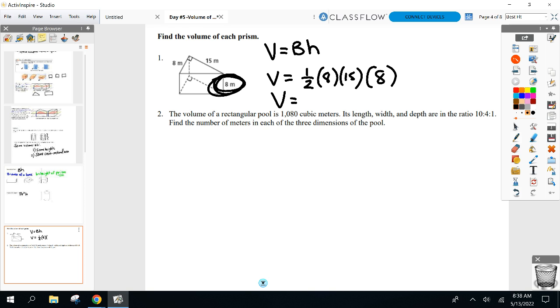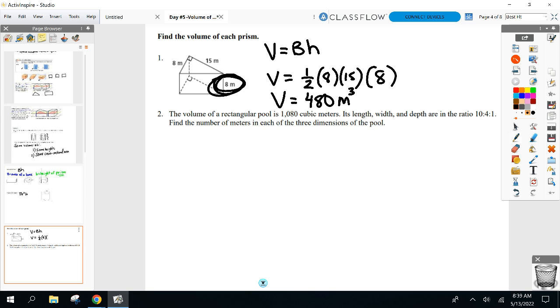Any issues on big B, capital B, versus the height of the prism? And we end up with 480. Anybody want to clue me in here now that we're doing volume? Cubic meters. We're not doing area, we're doing volume, cubic meters. Questions? All right, let's just hop right into the honors level ones.